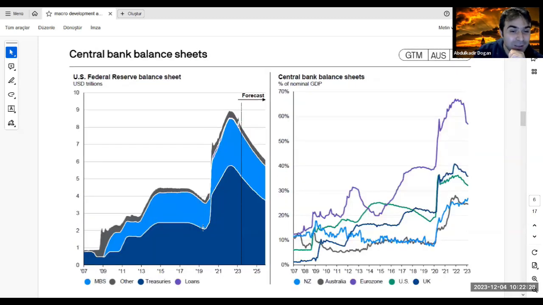And as you see, during the COVID crisis and the quantitative easing period, the central bank balance sheet of the United States rose from just $4 trillion to around $9 trillion, meaning that the Fed balance sheet increased by approximately $5 trillion during the COVID process. The Fed gave $5 trillion of cheap money to the market at zero cost.